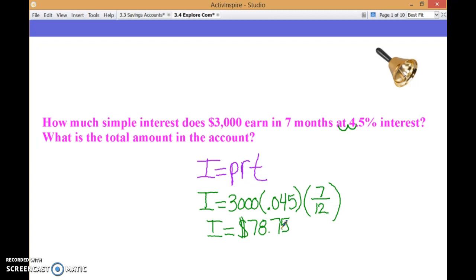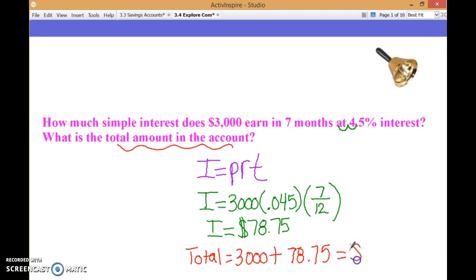$78.75. However, we have to be a little bit careful here because it doesn't say what is your interest. It says what is your total amount in your account. Well, the total amount in your account isn't $78.75. It's your interest plus what you started with, or plus your principal. So the total is the $3,000 I started with plus the $78.75 I gained in interest. So my final answer is going to be $3,078.75.